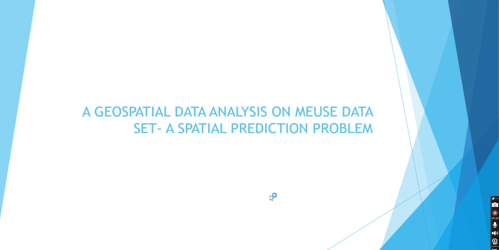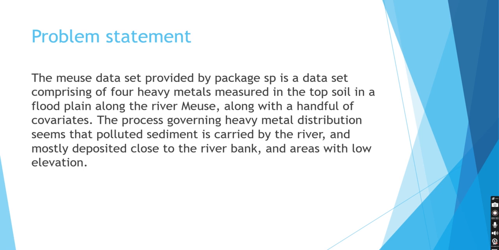This is geospatial data analysis. First of all, the problem statement. The Meuse dataset is provided by the package sp. sp means spatial points, so it is point data. We have taken a point dataset comprising four heavy metals in the topsoil in a floodplain along the river Meuse, along with a handful of covariates also. Covariates are things like distance and meter frequency.